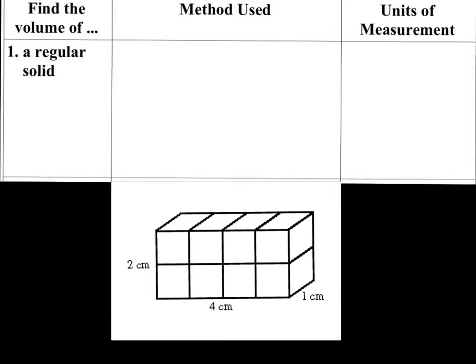The first type of item that we're going to find the volume of is a regular solid. This may be a cube, or in the example shown, a rectangular prism. So to find the volume of a regular solid, the first thing we have to look at is the length. Then we look at the width. And last, we look at the height.